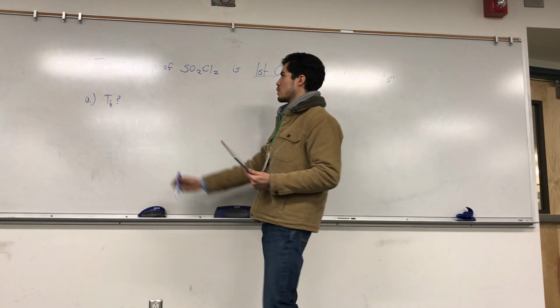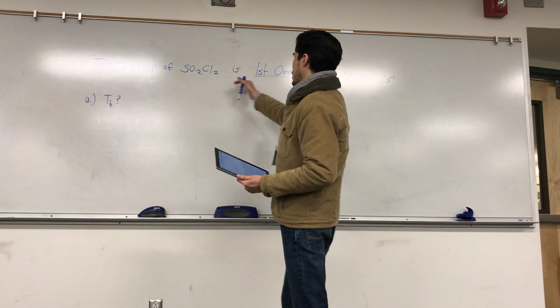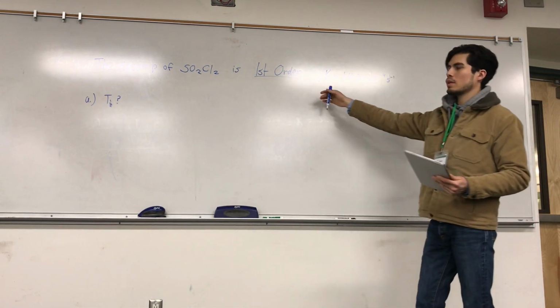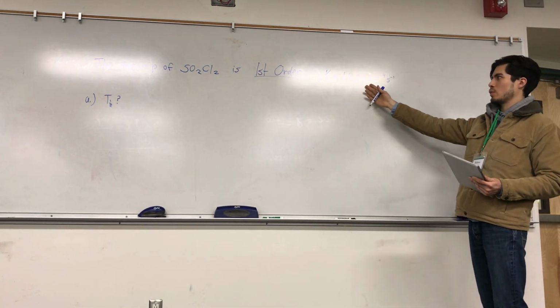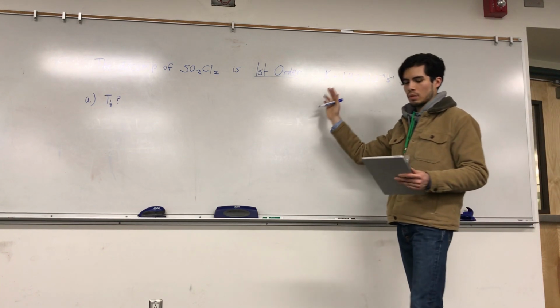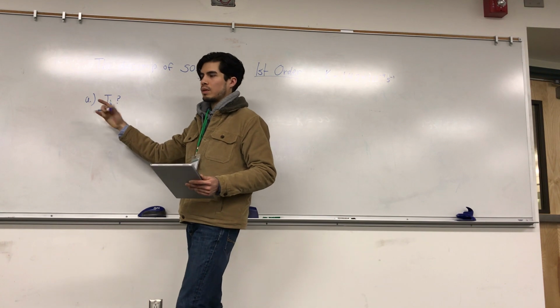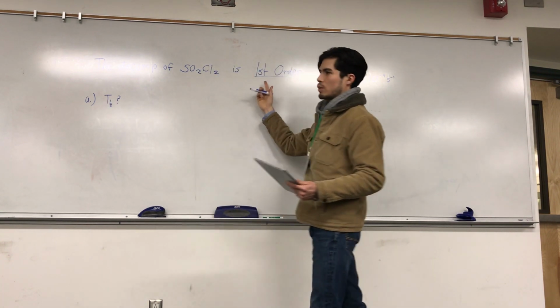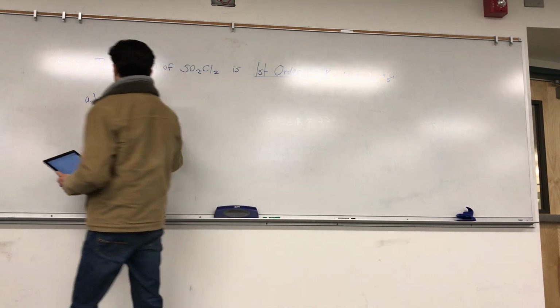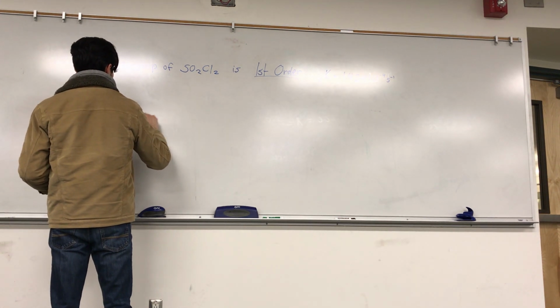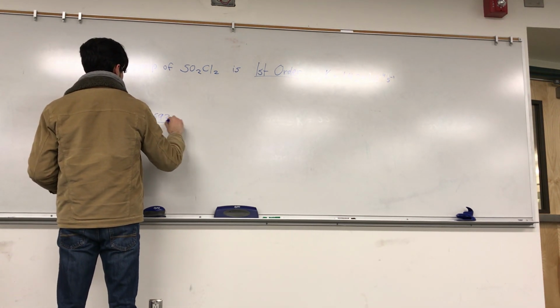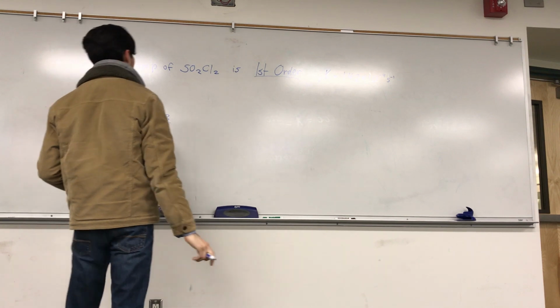All right, so for this problem it says that the decomposition of a certain compound is first order. Then it says that our rate constant is 1.42 times 10 to the negative 4. For part A, it says, what is the half-life? What's the half-life equation for first order? 0.693, the natural log of 2, over K. You get more sig figs if you do it that way.